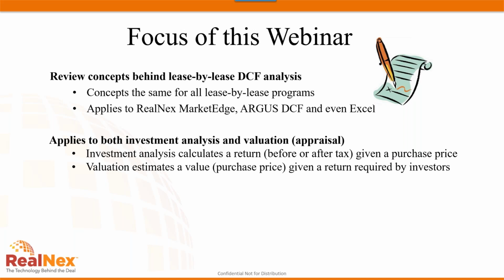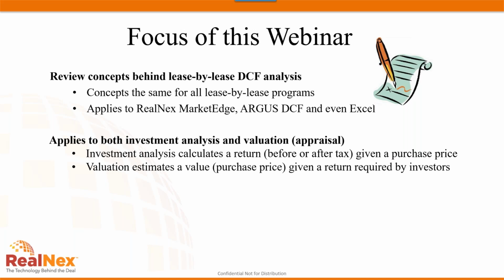We've done separate webinars in the past on how to use the development portion of the program. Instead of the purchase price, you'd have all your different development costs. But same idea, what money do you have to put in up front? And then investment analysis is calculating a return and other measures that you care about. But probably the return is one of the most important ones, which could be before or after tax.